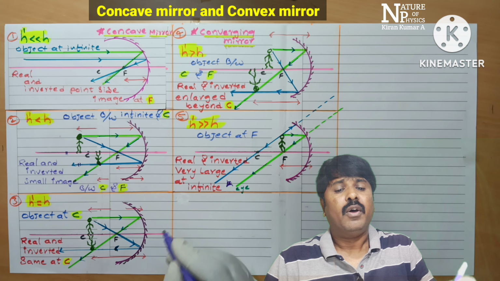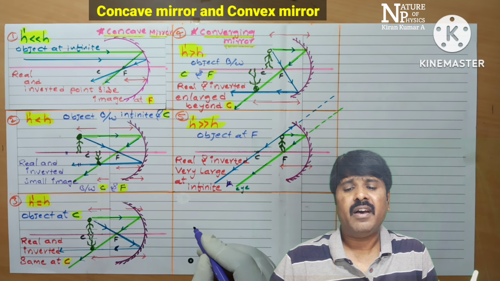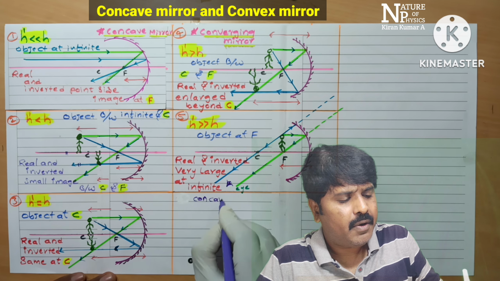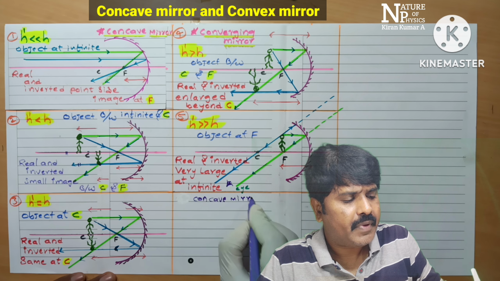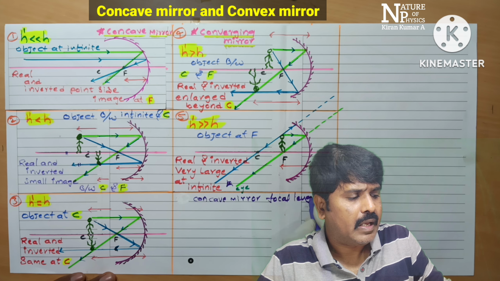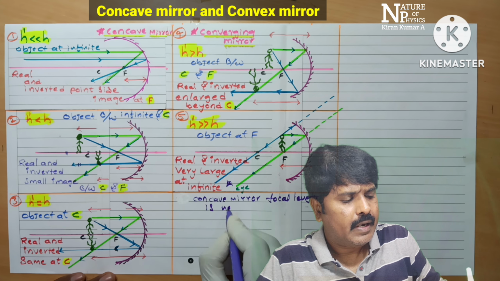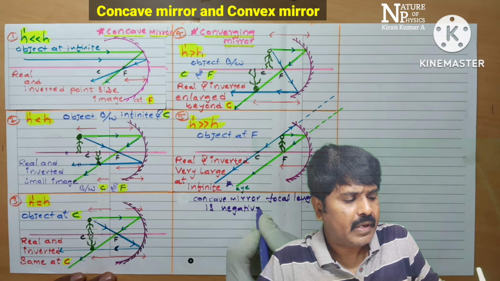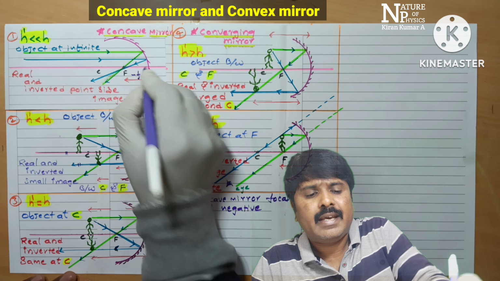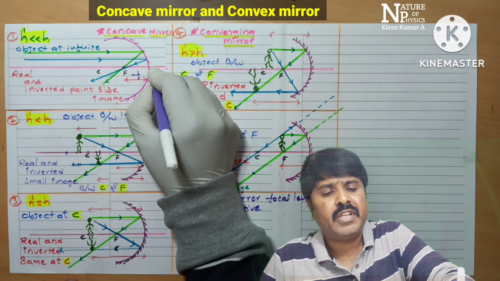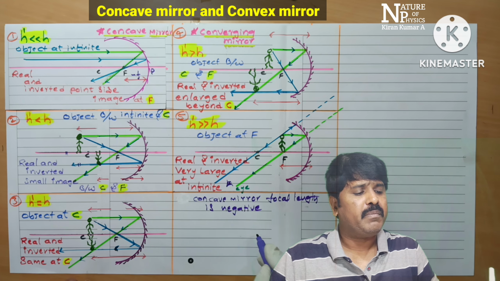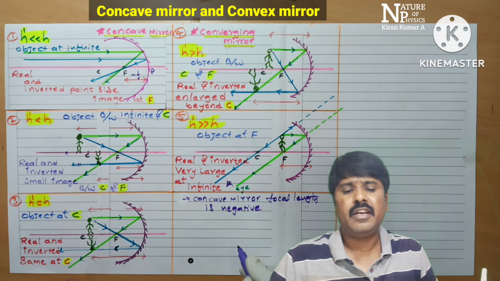Clear diagram. And one more thing we have to discuss here: the concave mirror focal length is negative. Here I can represent the focal length as minus f, student. The distance between the pole and the principal focus is taken as the focal length. For a concave mirror, the focal length is negative.